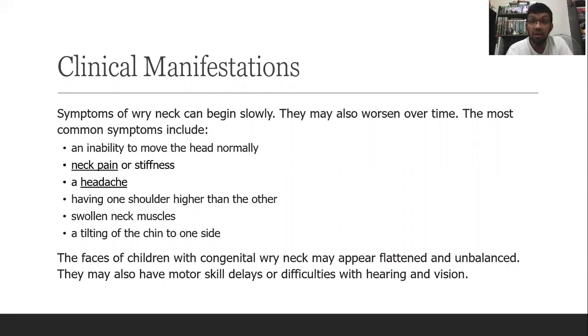The neck muscles are swollen, so you can see that they are edematous, and the chin is tilted to one side as well. The faces of children with congenital wry neck may appear flattened and unbalanced. They also may have motor skill delays or difficulty with hearing and vision. Like my previous student, he can only hear on one side because somehow his head seems like it's stuck to his shoulder.